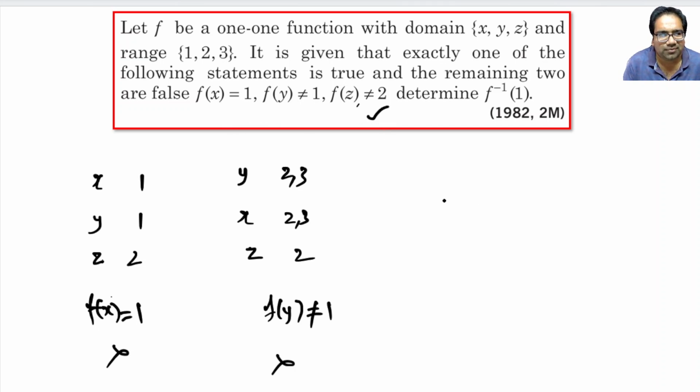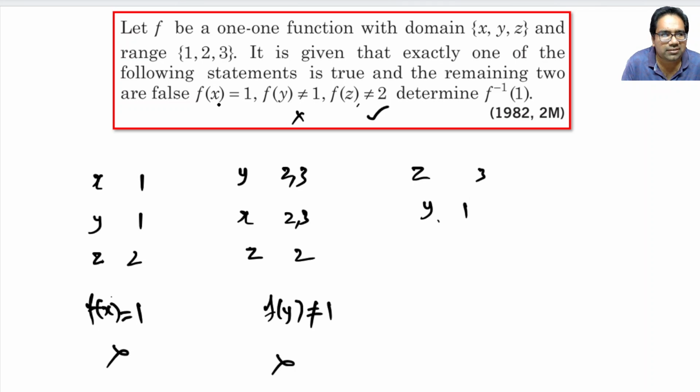Let us take the third case now. Third case, z is not equal to 2. That is true. That means z can be 1 or 3. Now x equal to 1 is false, and y not equal to 1 is false. What does that mean? y equal to 1 is true. Now z is not equal to 2 and y is already 1, so z can be 3.